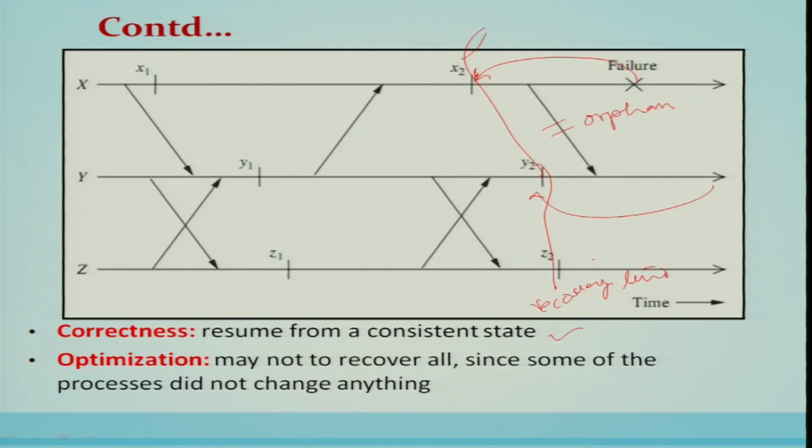but you can see here that for Z, from the previous checkpoint, no event or activity happened, so there is no need for rollback of the process Z, and that is the optimization. We may not need to recover all the processes, since some of the processes did not change anything from the last checkpoint. In the others, events are happening after the last checkpoint, so they have to roll back, but process Z does not have to roll back. So there is a possibility of optimization of this algorithm in the number of processes required to be rolled back.